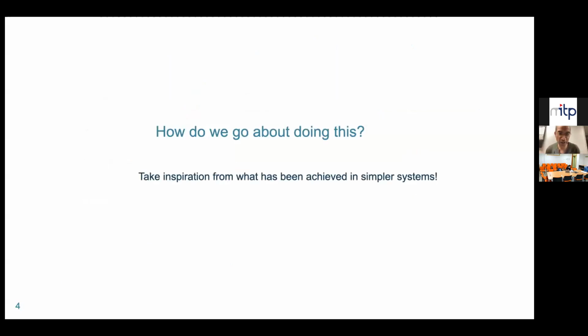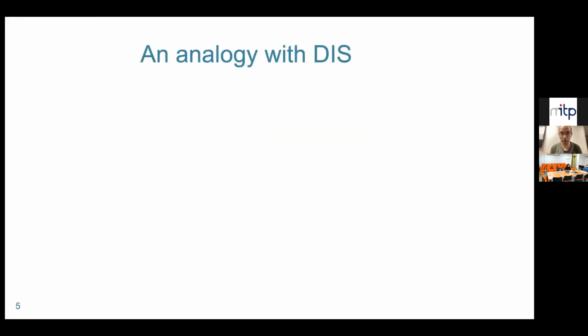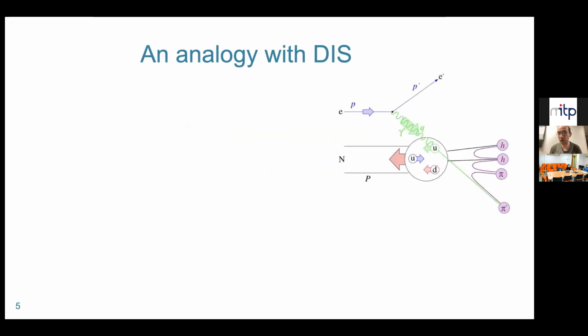The simplest thing to do is to take inspiration from what has already been achieved in simpler systems. So I'm going to talk about an analogy with deep inelastic scattering and show how the same problem can be translated for the case of quark-gluon plasma. We are all familiar with DIS, where you have a single electron which probes, say, a proton medium, and the electron transfers a large momentum to one of the quarks, which then showers and creates a bunch of hadrons at the end of the day.